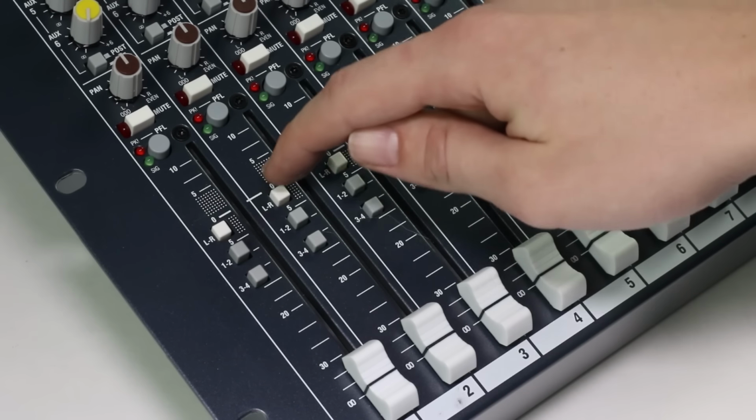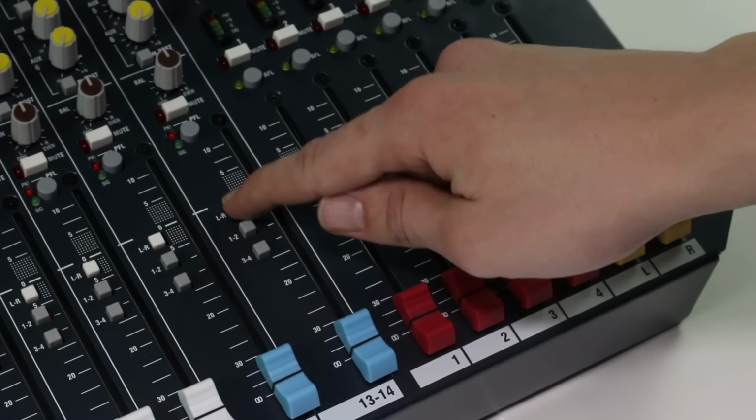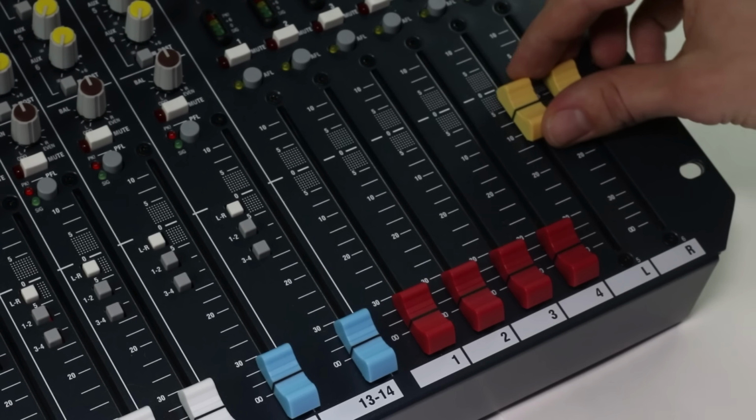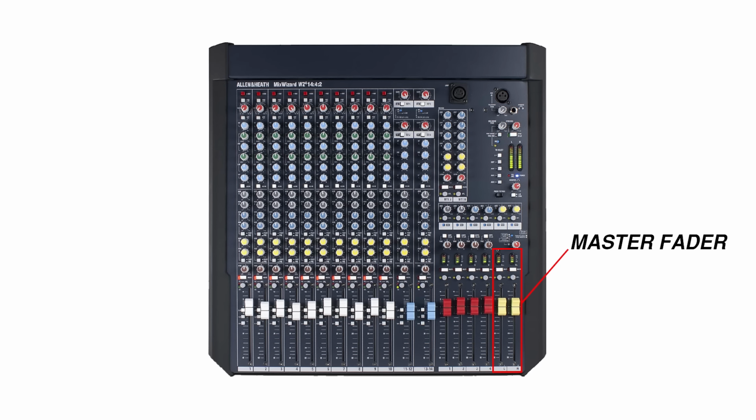I want all of the input signals to be routed to the main speakers. To do that, I'll engage the LR button on all of the input channels. Let's double check that the master fader is at unity so that the signals sent to the fader are passed through to the main outputs. Remember, the master fader controls the output level of the main outputs.